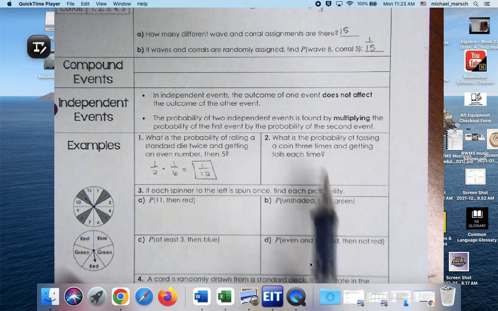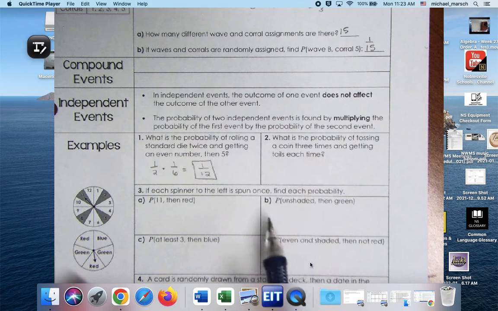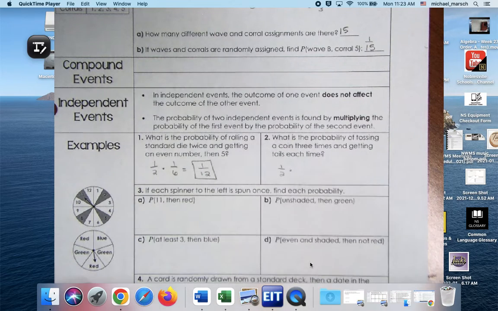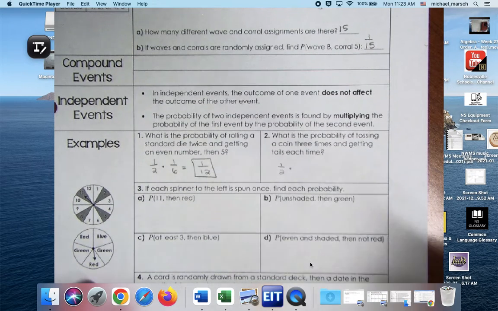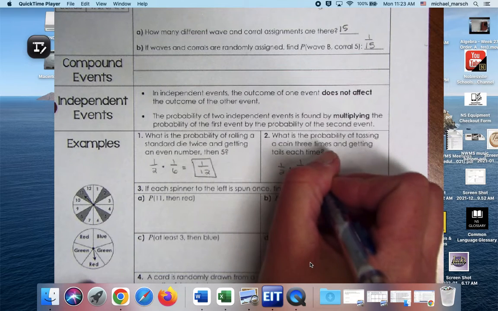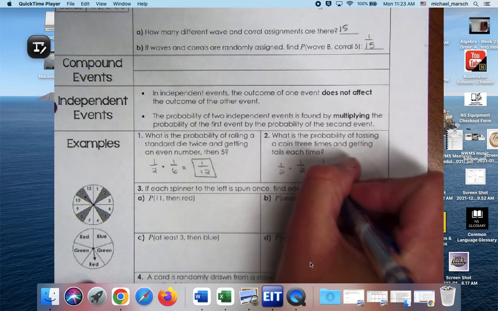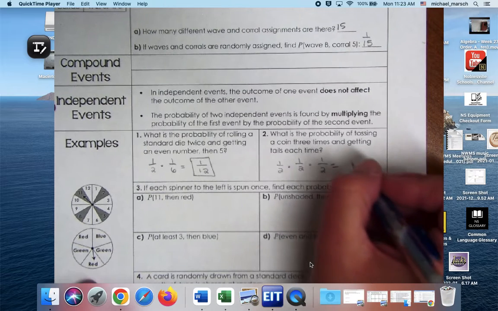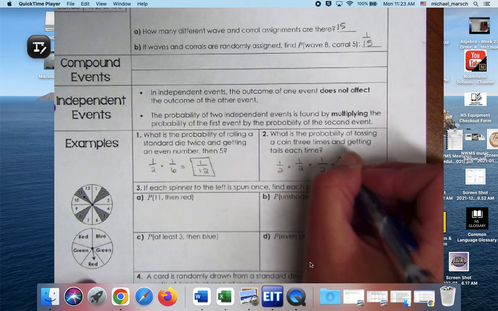Okay, what's the probability of flipping a coin 3 times and getting tails each time? So let's figure out each individual probability. What's the probability of getting tails the first time? 1/2. What's the probability of getting tails the second time? 1/2. And the third time? 1/2. Yep. So what's the total probability of getting tails each time? 1/8. Yep, 2 times 2 times 2 is 8.